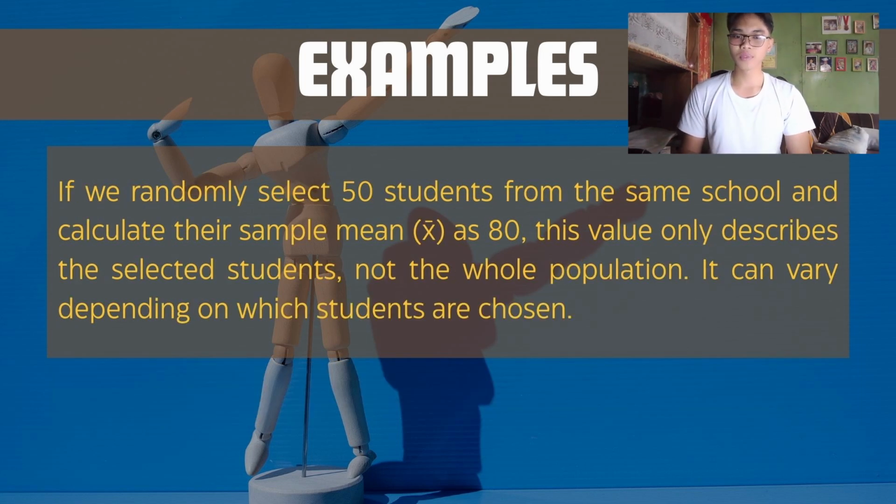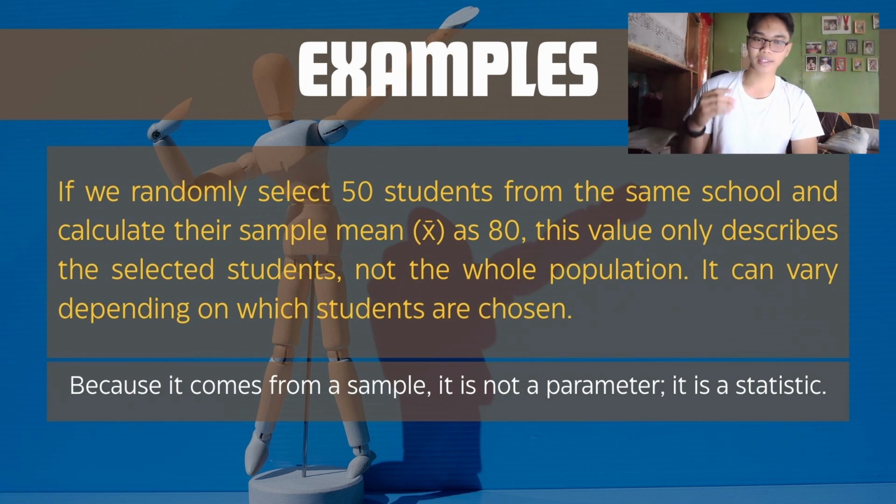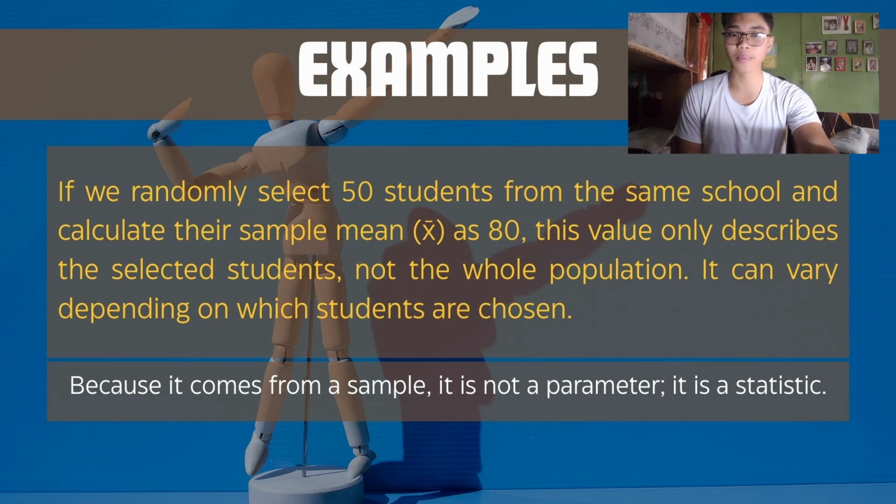We have another one here. If we randomly select 50 students from the same school and calculate the sample mean as 80, this value only describes the selected students, not the whole population. It can vary depending on which students are chosen. So, there are a lot of keywords there, right? You can probably guess what the real answer is. It's a statistic, because it comes from a sample, it is not a parameter. From the keywords too, sample mean, it's literally right there. It describes the selected students, not the whole population. Let's move on to the next example.